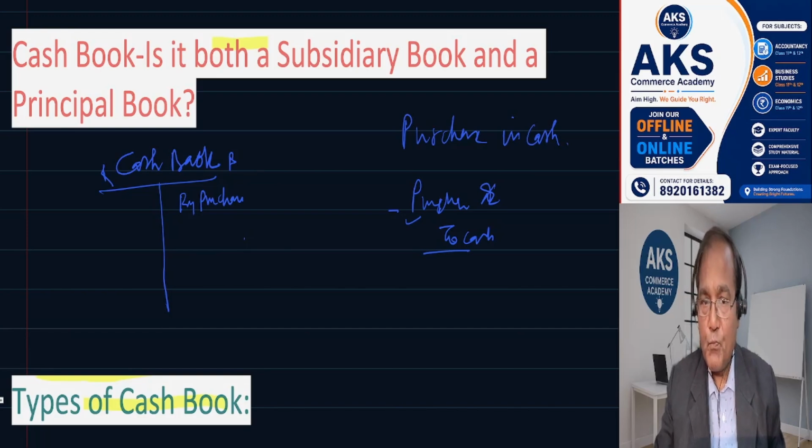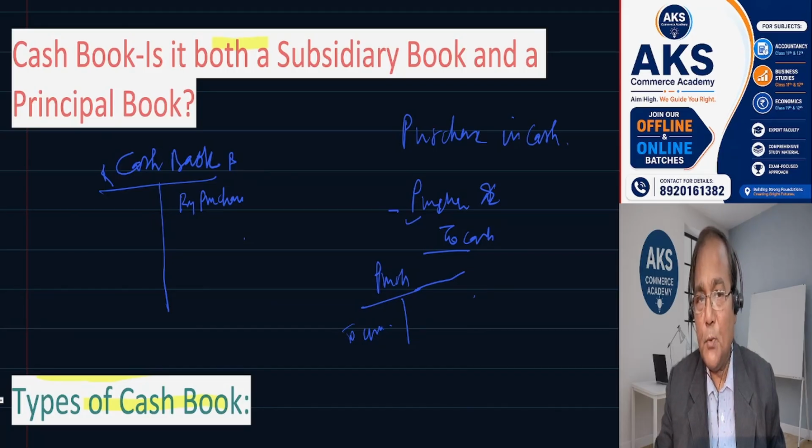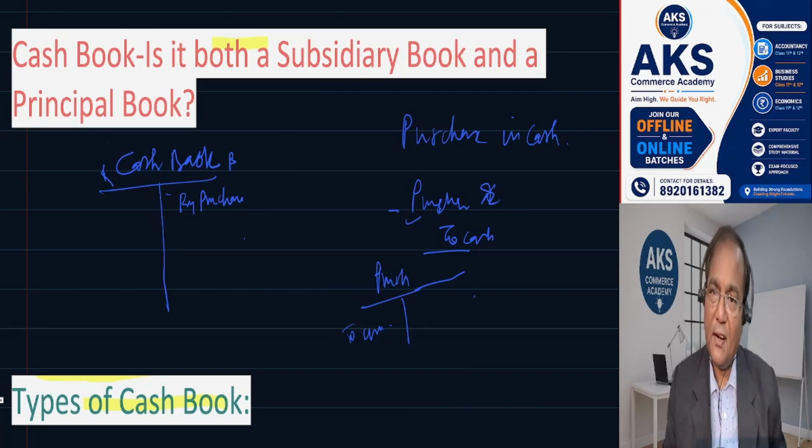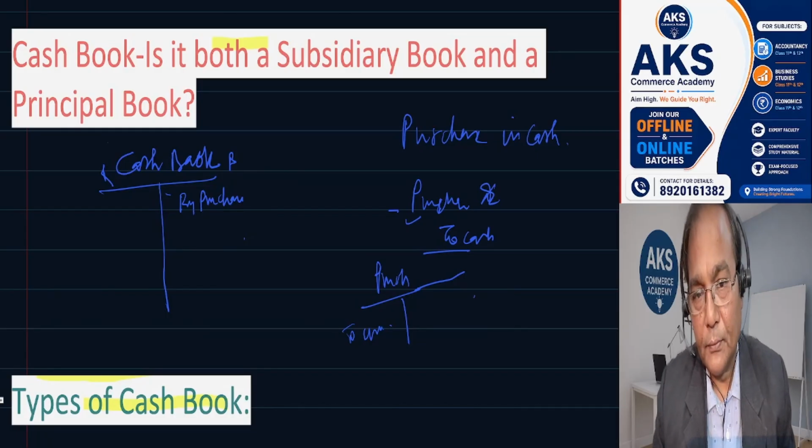And a purchase account will be prepared for cash purchases, which will be credited here. So this is how we are going to enter it. The cash book is both a subsidiary book and a principal book, meaning it is both journal and ledger. A subsidiary book is nothing but a specialized form of journal. It is both journal and ledger because we do not post into the cash account for the entries made in the cash book. I hope this is understood.